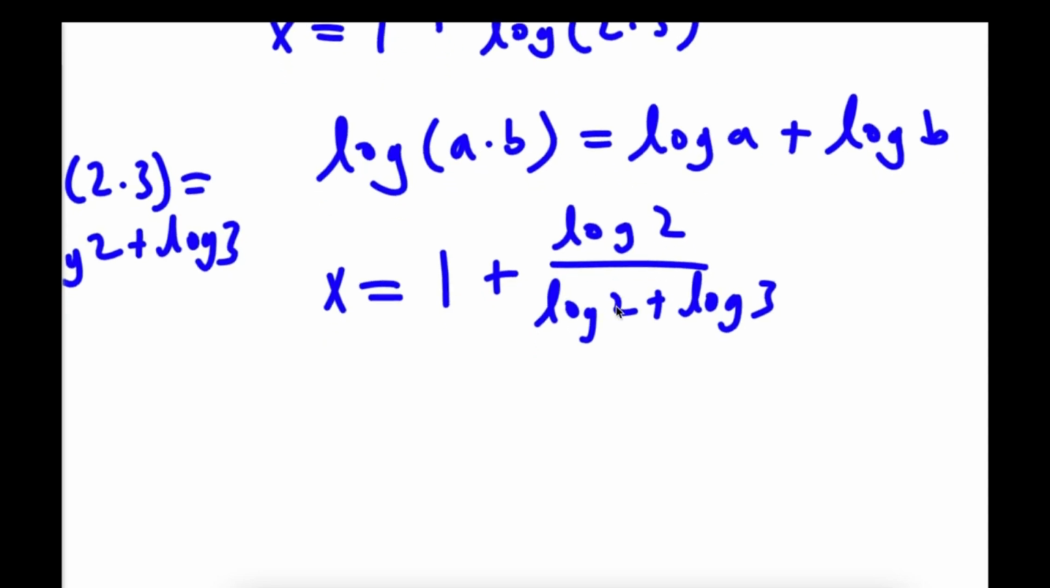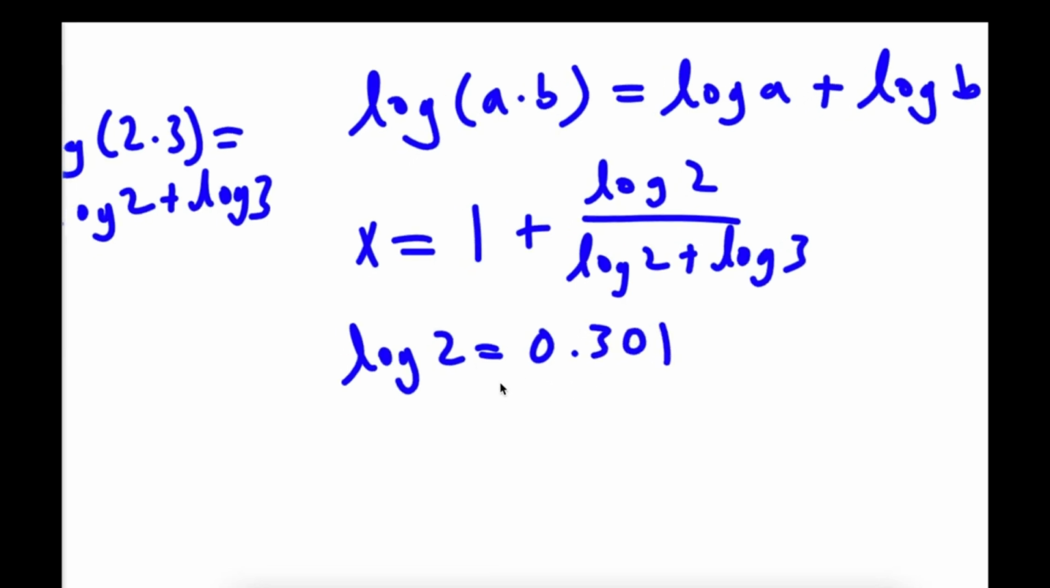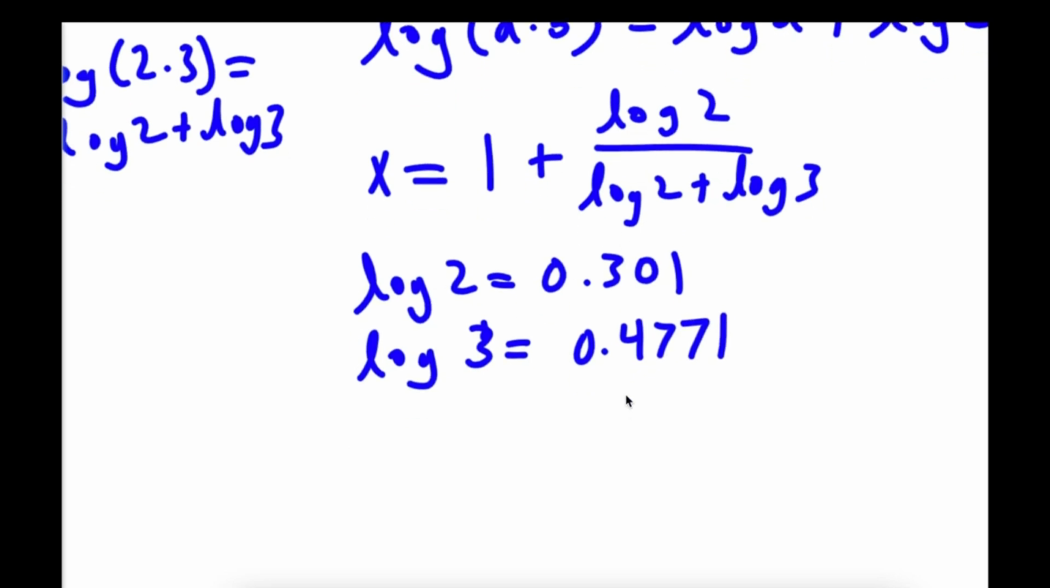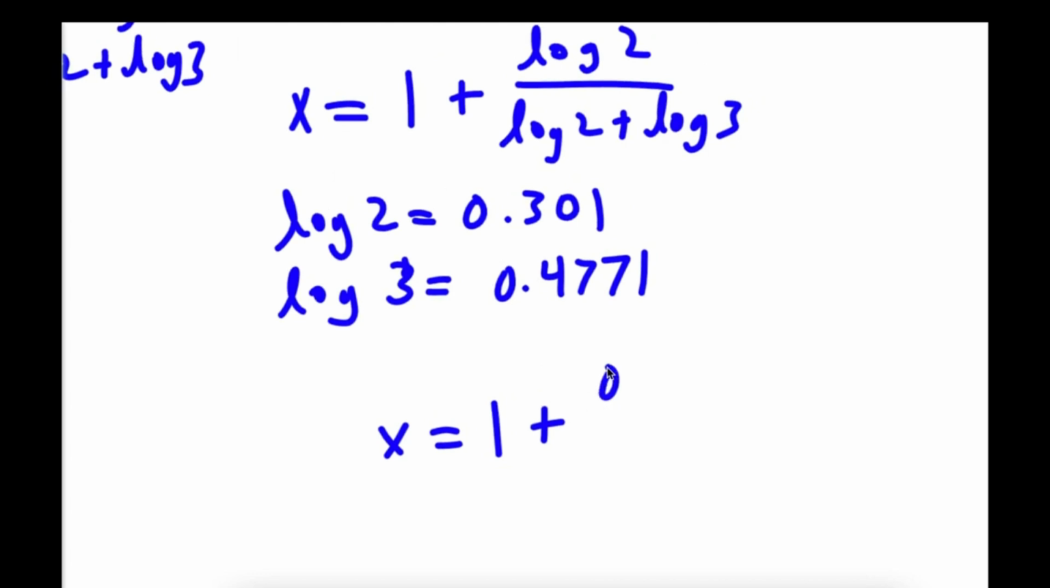Now, the value of log 2, if you plug this into a calculator, it is approximately 0.301. And the value of log 3, if you plug into a calculator, it is approximately 0.4771. So we have x equals 1 plus log 2, which is 0.301, over log 2 plus log 3. So 0.301 plus 0.4771.